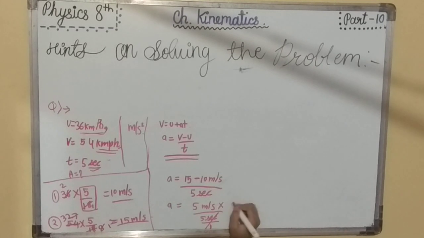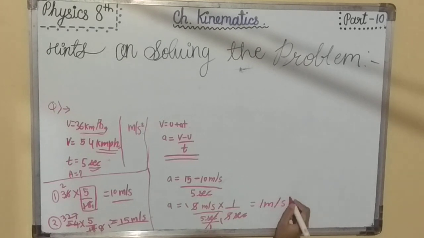It will transpose and it will get like this. 5 seconds. 5 ones are 5. And the answer will become 1 meter per second to the power minus 2.